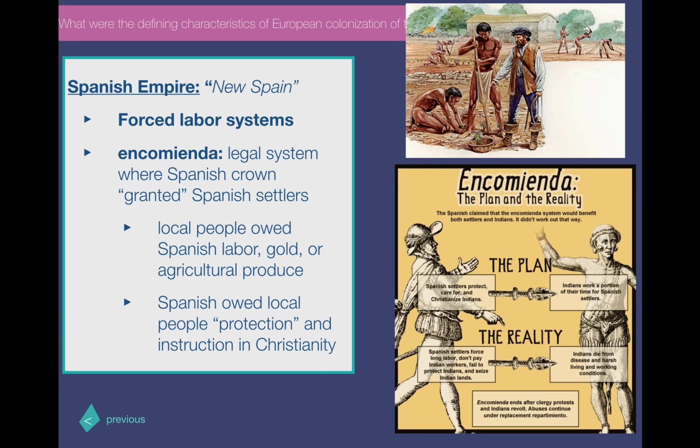And in return, the Spanish, quote unquote, owed the local people protection and to Christianize them. So it's this. I actually like this graphic here about the plan versus the reality. The plan is the Spanish protect and care for and Christianize, which of course is a very condescending way to view the native peoples to begin with. These are former successful, thriving, advanced civilizations.